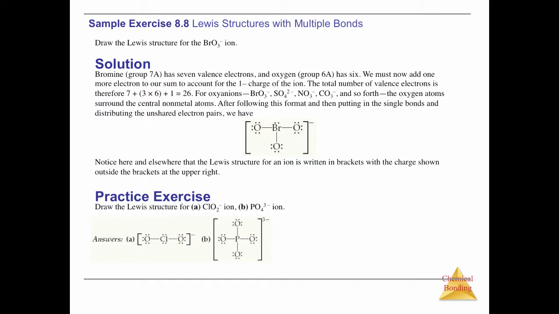For oxyanions, these examples and more, the oxygen atoms surround the central nonmetal atom. After following this format and then putting in the single bonds and distributing the unshared pairs of electrons, we have the structure that is pictured here. Notice here and elsewhere that the Lewis structure for an ion is written in brackets with the charge shown outside the brackets at the upper right. Also notice that we have fulfilled the octet rule for all of the atoms. Practice exercise, draw the Lewis structures for these two ions.